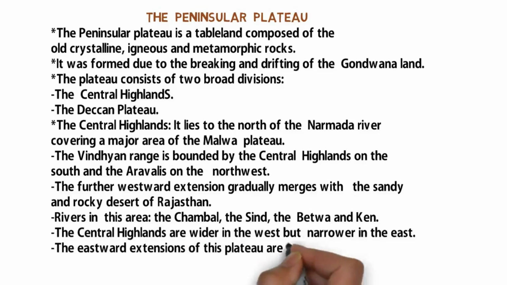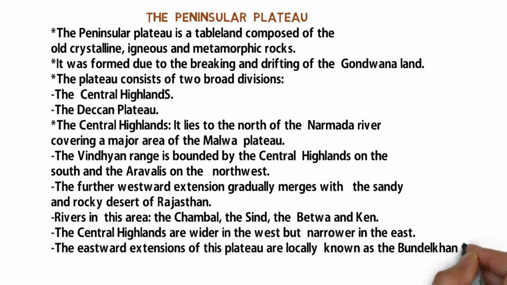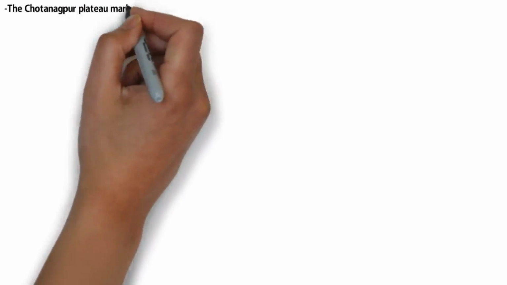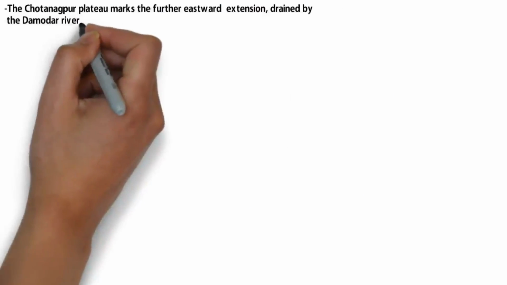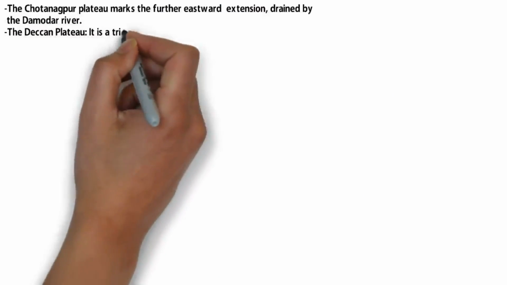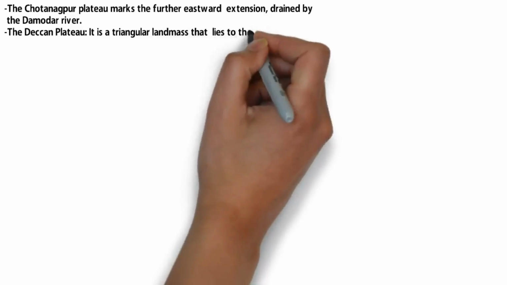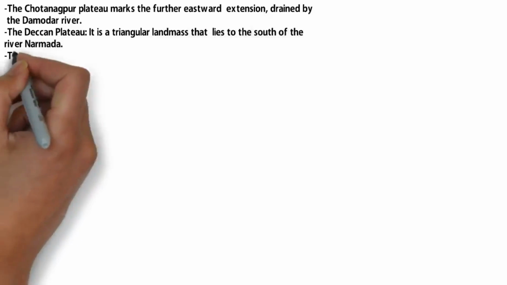The eastward extensions of this plateau are locally known as the Bundelkhand and Baghelkhand. The Chota Nagpur Plateau marks the further eastward extension, drained by the Damodar River. The Deccan Plateau. It is a triangular landmass that lies to the south of the river Narmada.